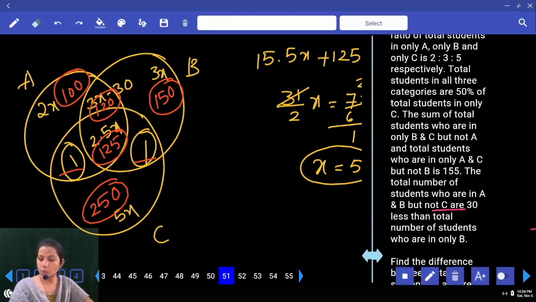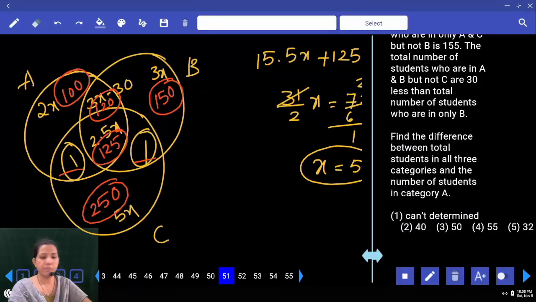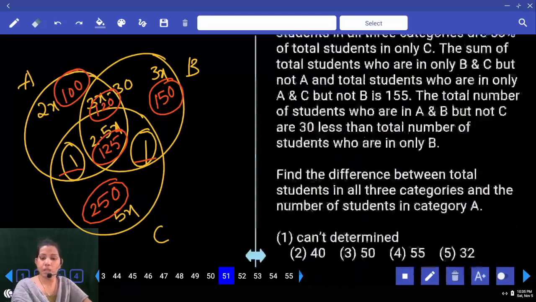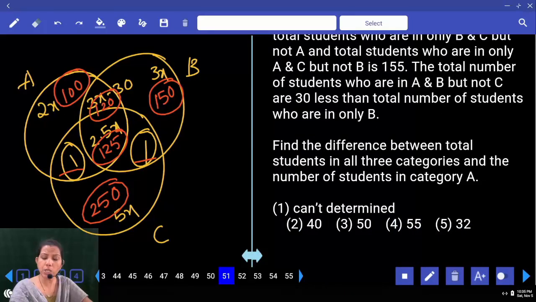Okay. Next, question number 51. Find the difference between total students in all the three categories and the number of students in category A. What is total students in all the three categories? 125. No problem. It is 125. All the three categories 125. What is sum of these two? 155. But we don't know them separately. So definitely we can't find what A alone is. Finding the A total is impossible. If that doesn't come, the difference also won't come. So the answer cannot be determined.